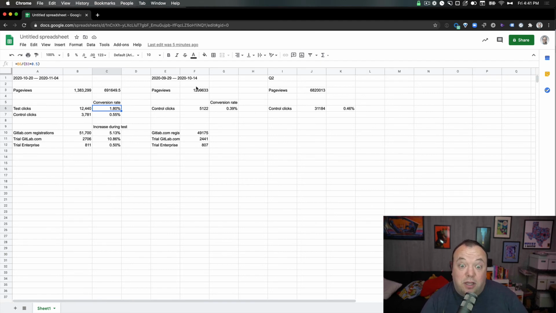My recommendation at this point, looking at this data and seeing that we have such a high click-through rate when we focus on that CTA in the navigation, is that we move forward with this test in production at 100%. Then we keep an eye on this over the next 2 weeks to see if we see these same trends, where the conversion rate stays as high, and see what the numbers for GitLab.com registrations, GitLab.com trials, and enterprise trials do when it's at 100%.